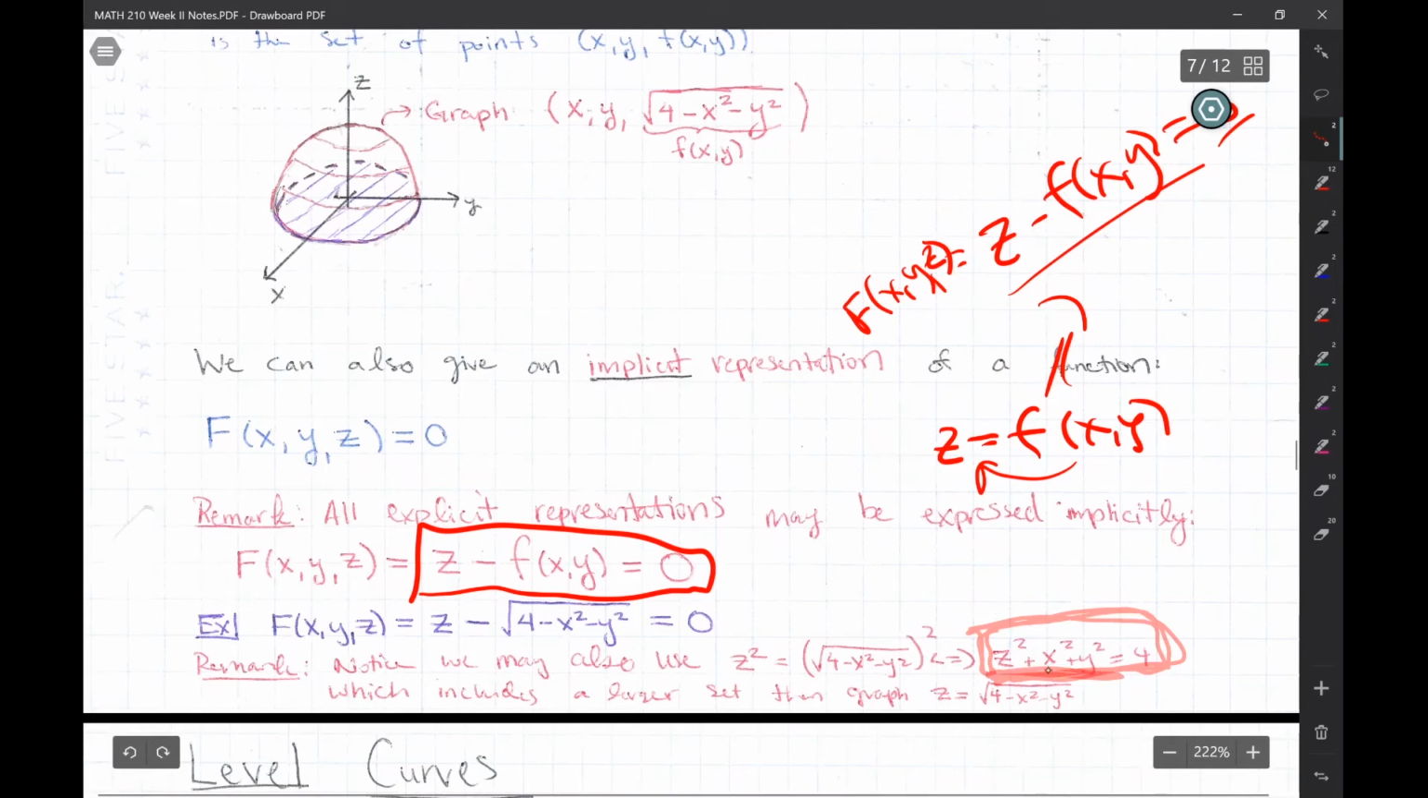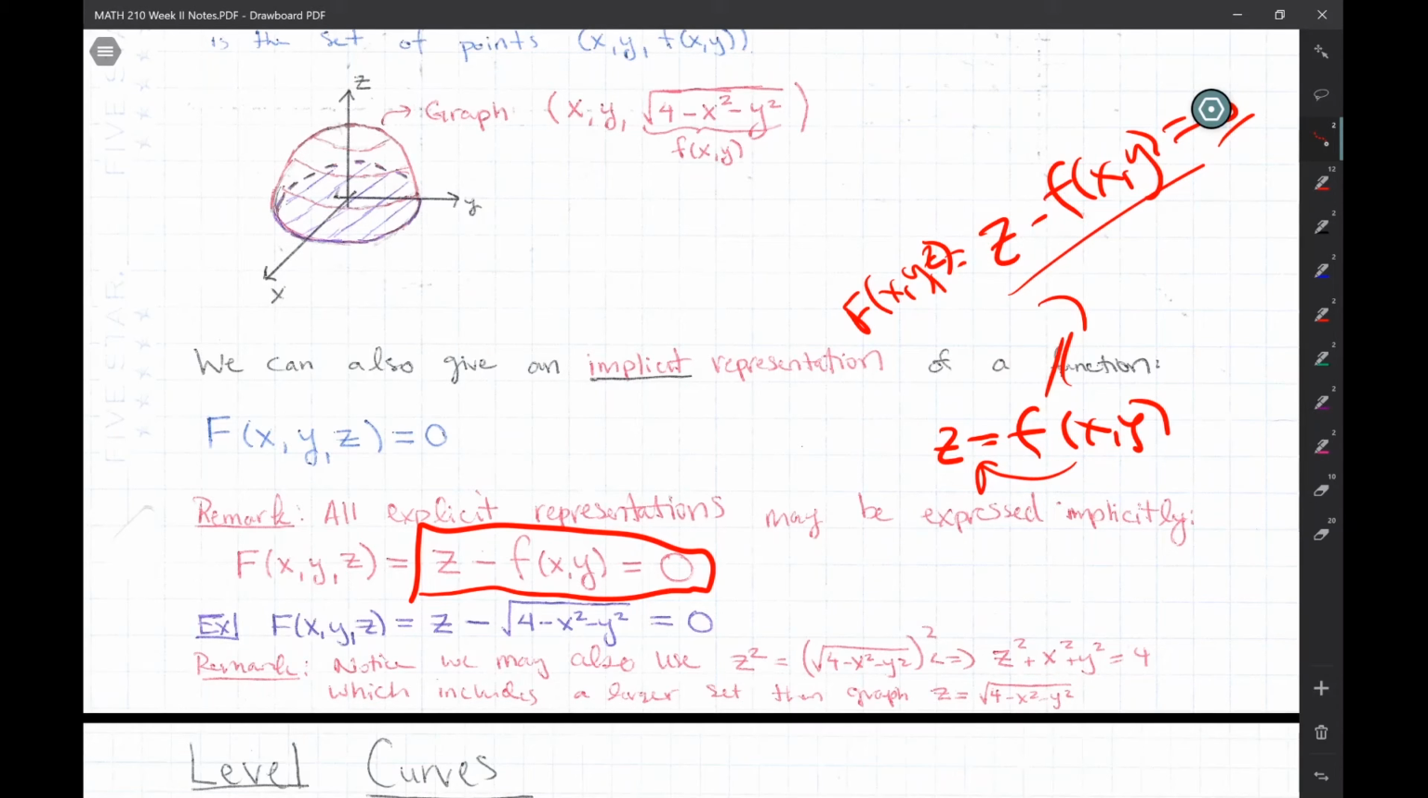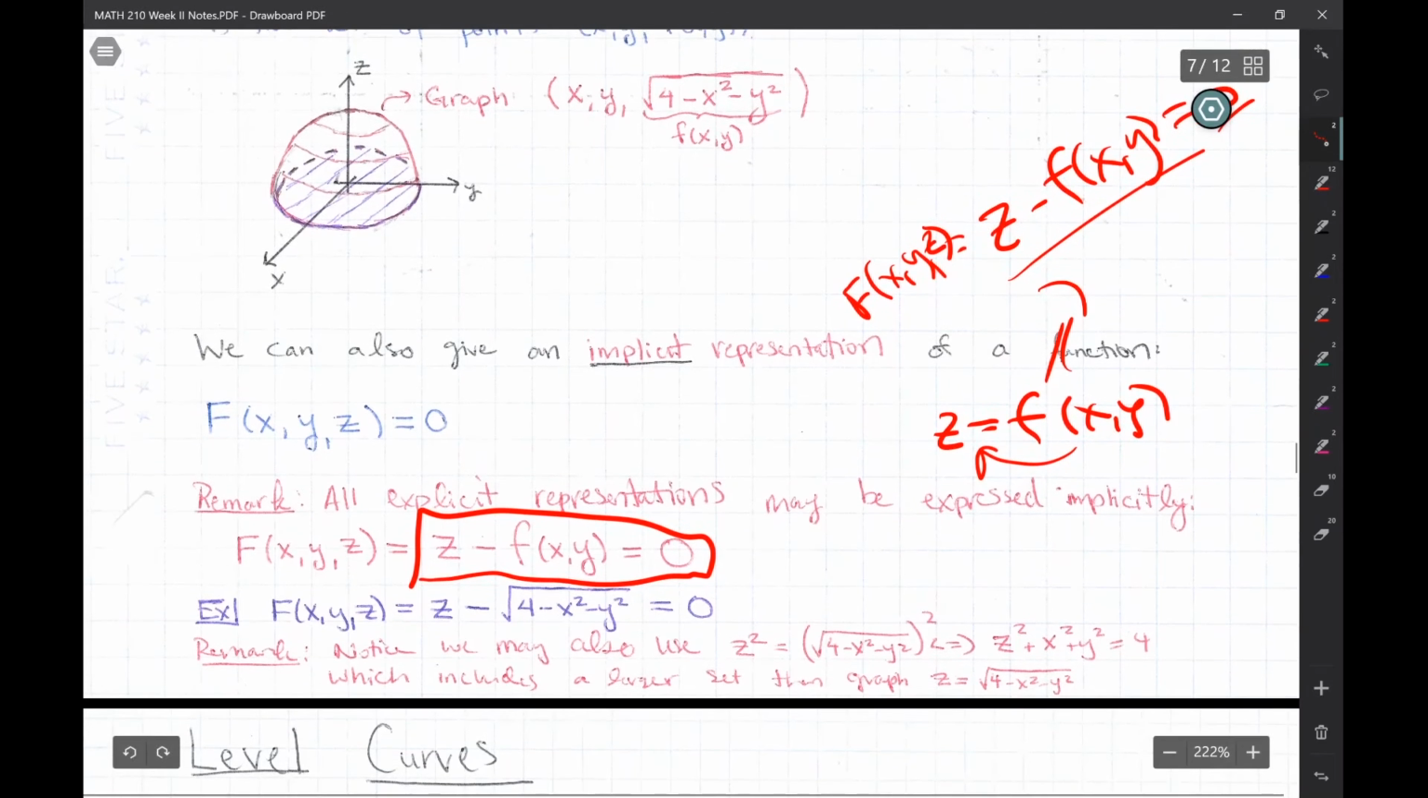This is a sphere. That's a sphere of radius 2. And a sphere is not a function because a single point would have to get mapped to the top of the sphere and the bottom of the sphere. So you can actually get a larger set by using implicit representations that you wouldn't be able to with explicit representations. And sometimes some functions cannot be written out explicitly, okay? So the only choice you have really is to represent them implicitly.